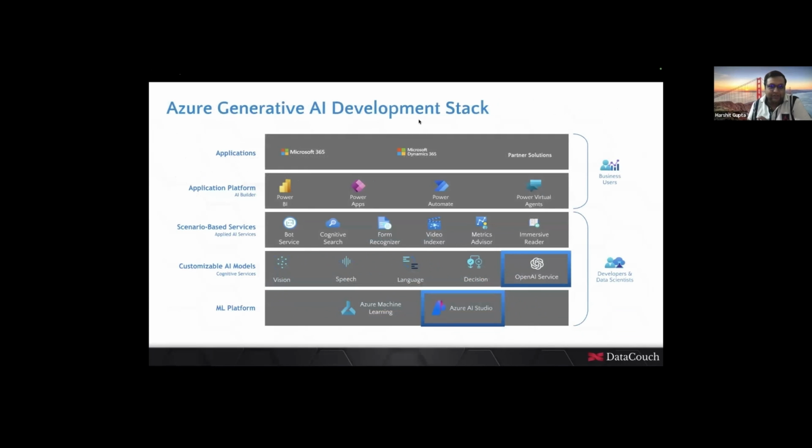Then coming to the generative AI development stack, we have application layers such as Microsoft 365, Dynamics 365, and some partner solutions. We have Power BI, Power Apps. These are some of the common tools and technologies that we have been using till now. But these two are the newest tool additions that have been made to the generative AI development stack on Azure.